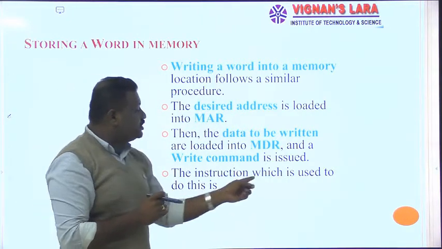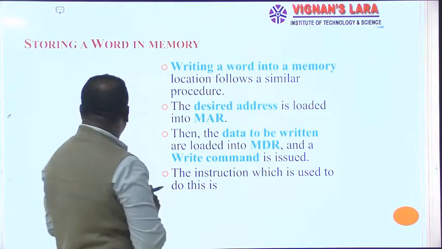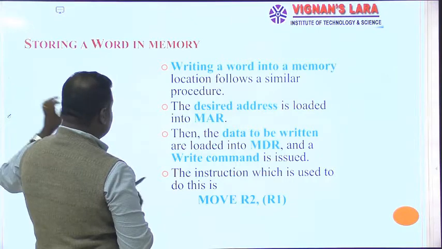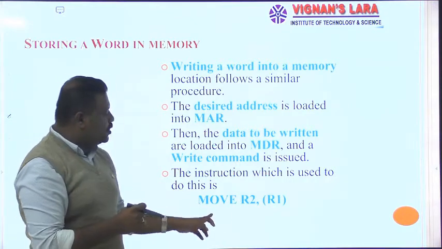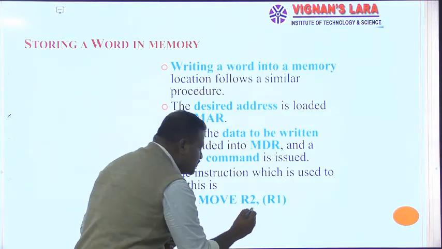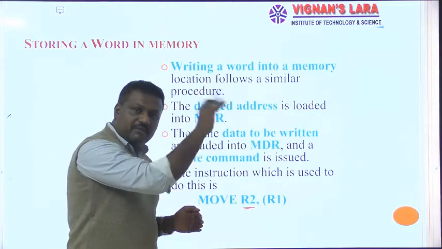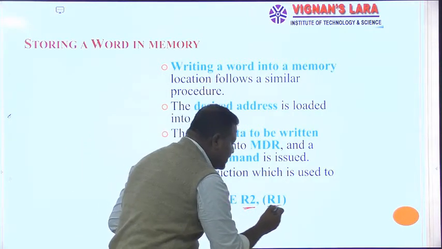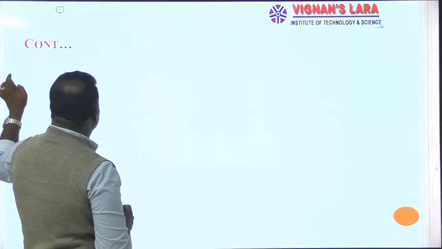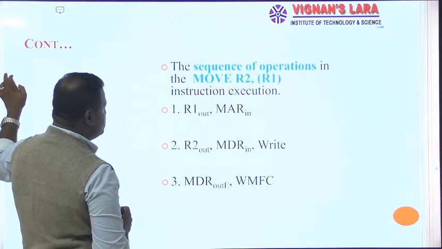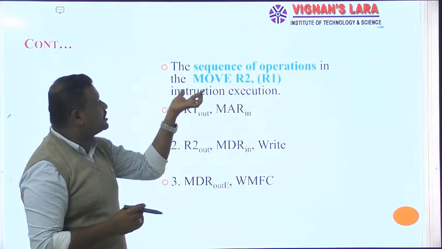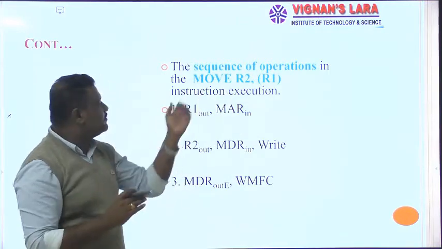So the instruction used to do this is Move R2, (R1). That means move the content of a CPU register R2 to the memory location whose address is specified by another register R1. So for execution of this, what is the sequence of operations we can perform? The sequence of operations in execution of the instruction Move R2, (R1).